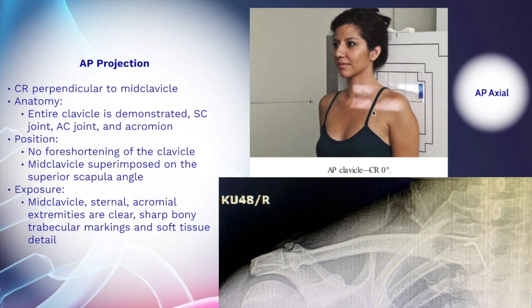Exposure, the mid-clavicle sternal-acromial extremities are clear. Sharp bony trabecular markings and soft tissues are detailed. Here, in the bottom right corner, is the radiographic image of the patient. As you can see, here is a metal staple that was inserted on the head of the clavicle. And here gave us assumptions of some fracture that could be happening in the patient's acromial clavicular joints.